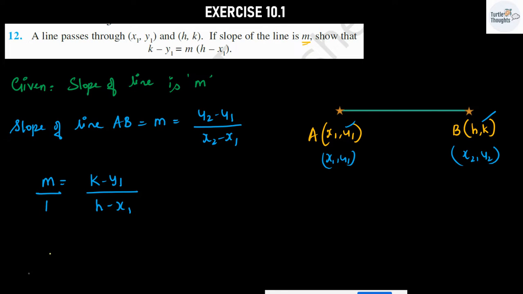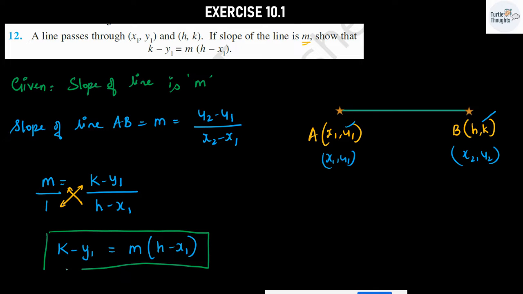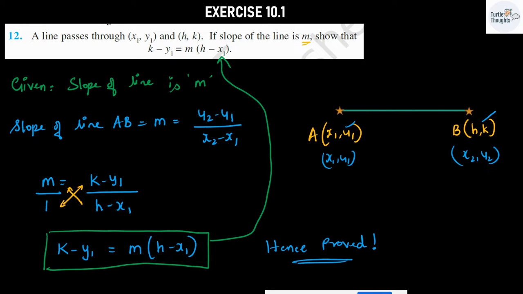Now can you take the cross product here? Yes, you can take the cross product over here. Whenever you take the cross product, you will be getting k minus y1 on the LHS. This will be equal to m multiplied by h minus x1. Is this what we had to prove? So you can write, hence proved. This is how you will be solving this question. Can we move on to the next question?